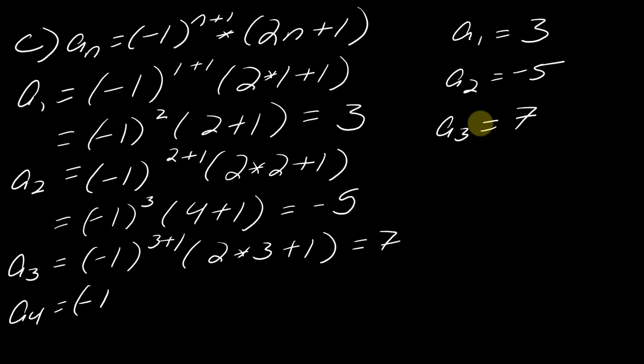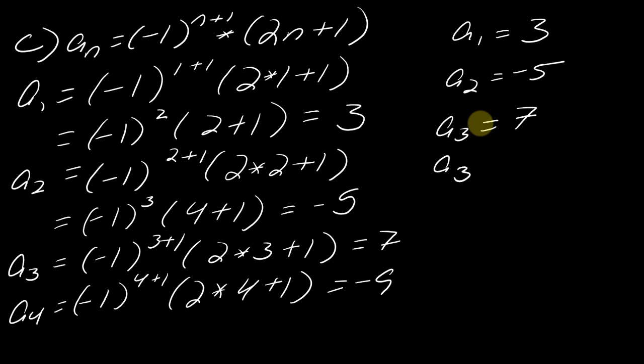So my a sub 4 is going to be negative again. And hopefully you've noticed the pattern. So these are all odd numbers. So a sub 4 is equal to -9, and a sub 5 will equal positive 11. So that is a sequence that changes signs.